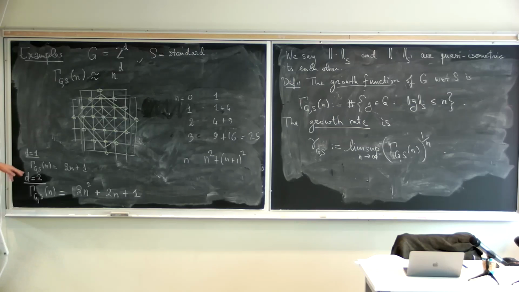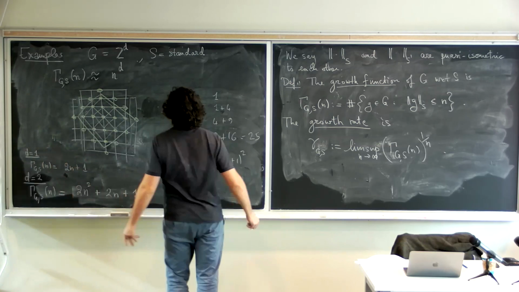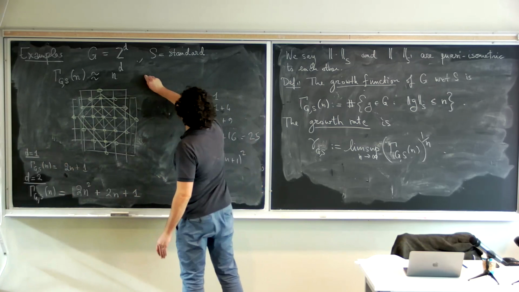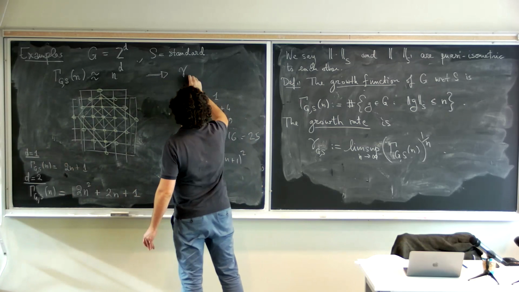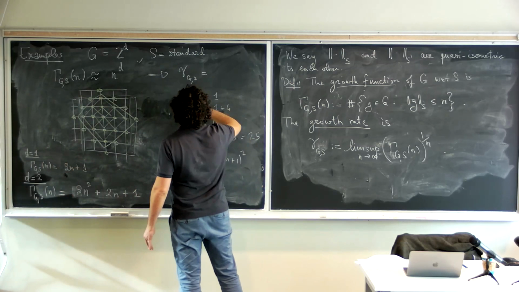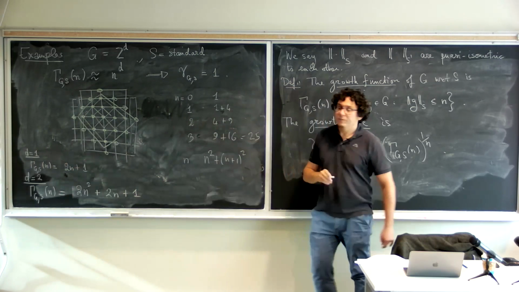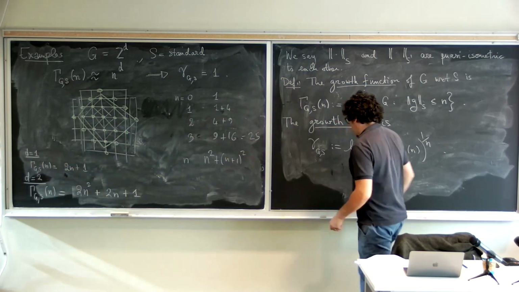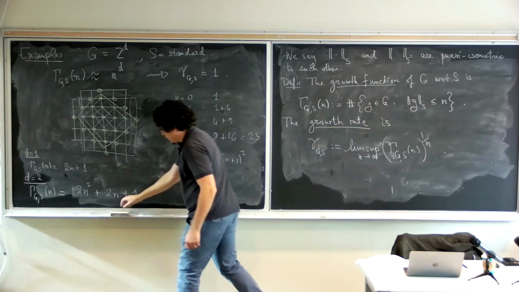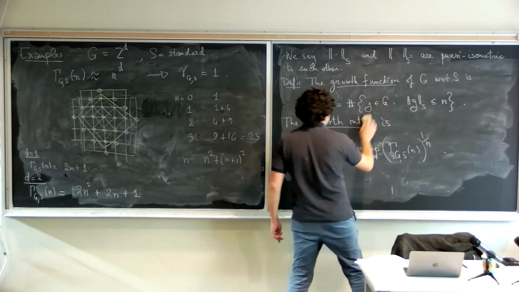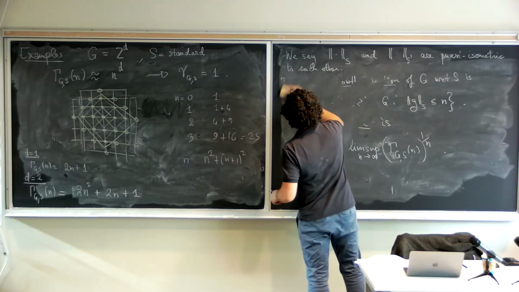Now the question is also, what is this constant? Is it always 2? It's an interesting question to think about. But of course, what we want from here is that gamma of G, S would be 1. So clearly, if you have abelian groups, then the rate is small.